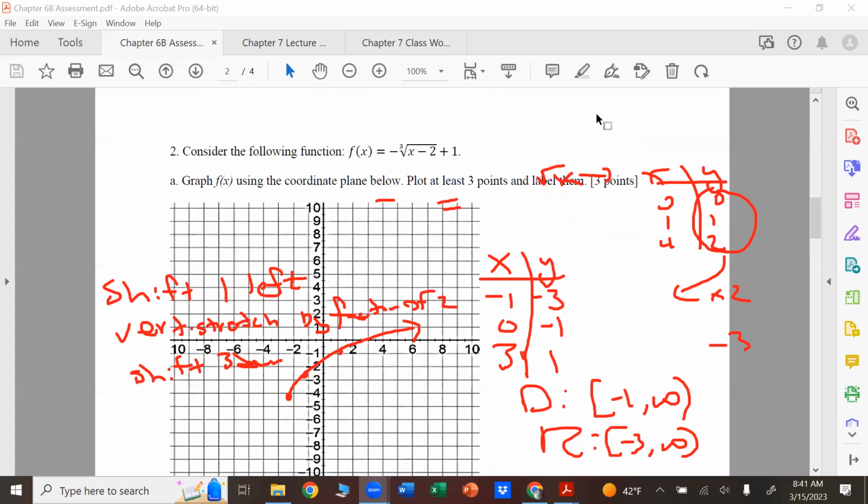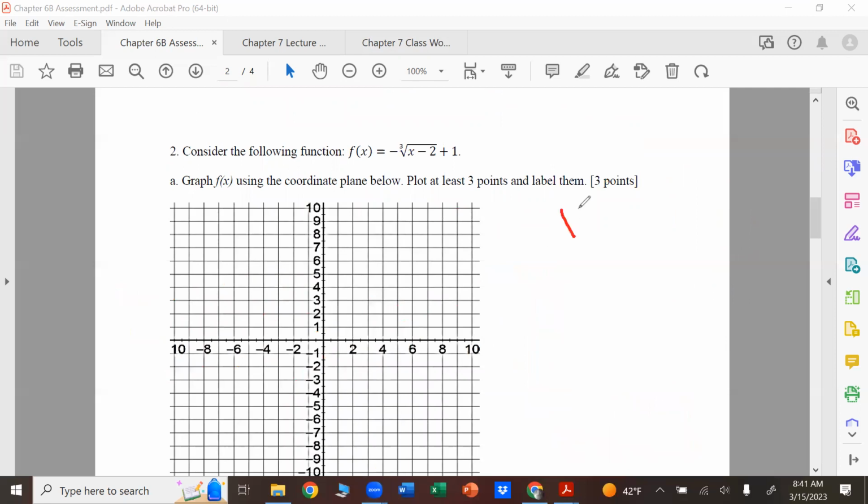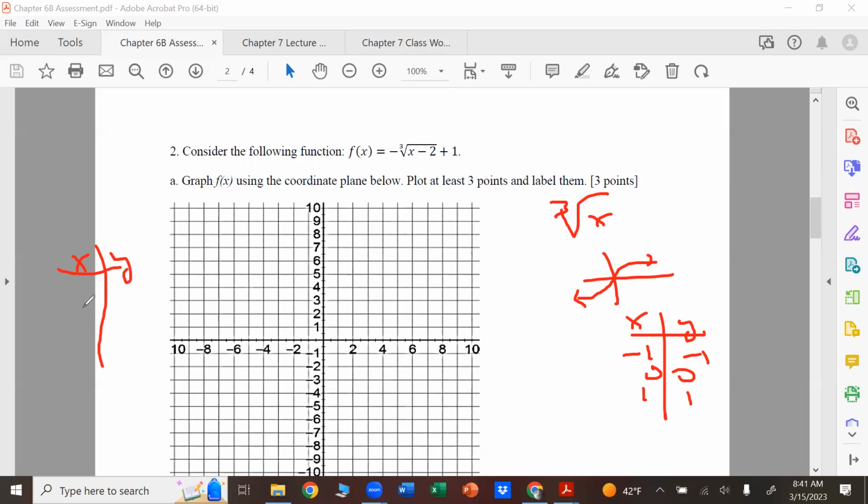Number 2, we do have more shifting happening here. So cube root of x looks like this. If you make a little table for that: -1, -1, 0, 0, 1, 1, and so forth. So you have this, this, and this. The graph will look like this, right? But that's not what we're trying to do here. We're trying to shift it. So you've got to go 2 right. So I'm going to go 1, 2, 3. And then you have to multiply by -1 and add 1.